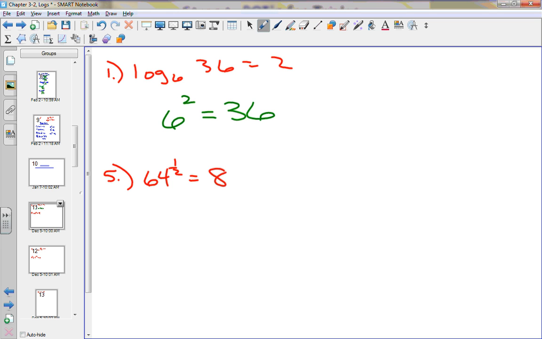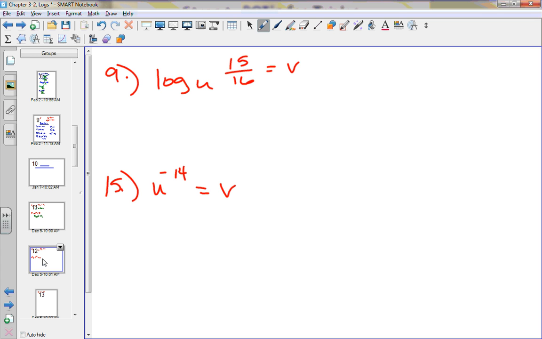Number 5, rewrite each equation into logarithmic form. So 64 to the 1/2 is equal to 8. What's my base? So what's that going to be? Log base 64 of 8 equals 1/2. Good job. Yep.